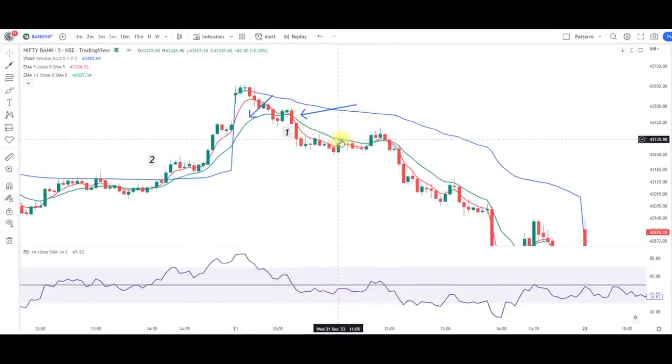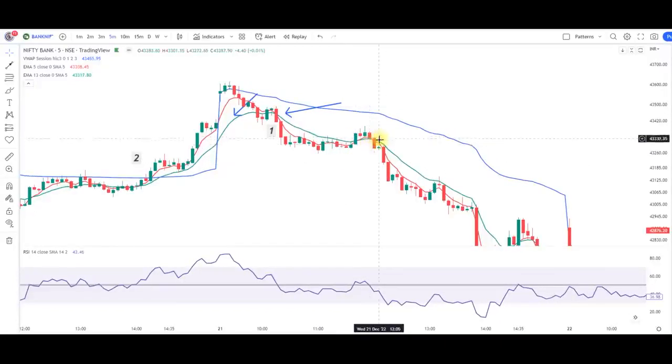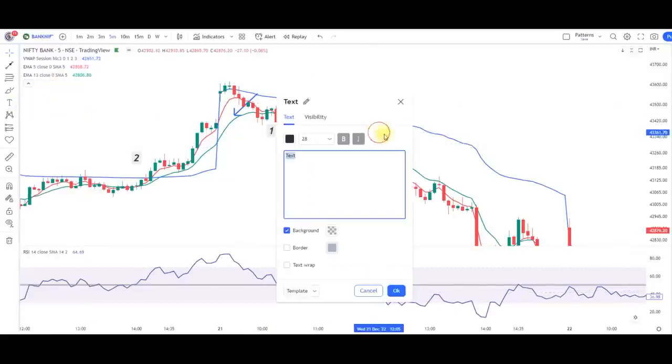You can book your profit here because this green candle gave close above the 5 EMA. Next we can look for the second trade. Here you can see this red candle gave close below this 5 and 15 EMA. We got the crossover and RSI also below 50. So this is a trade number 2.